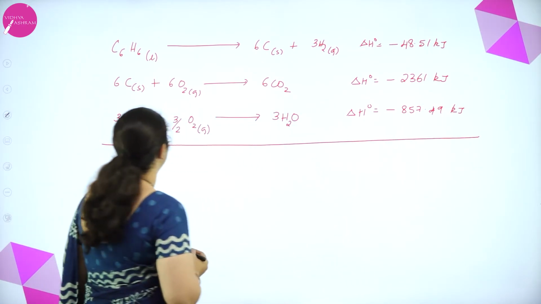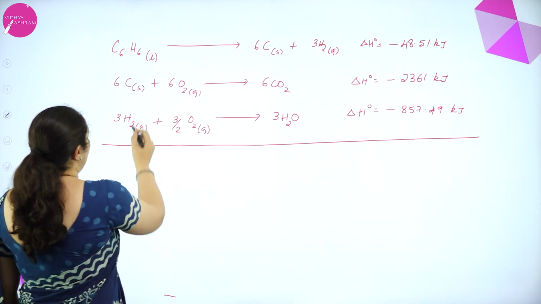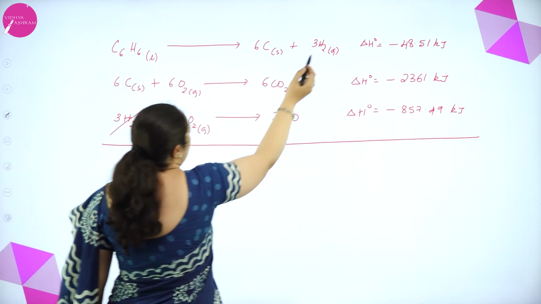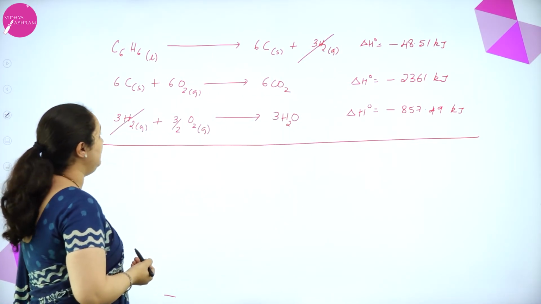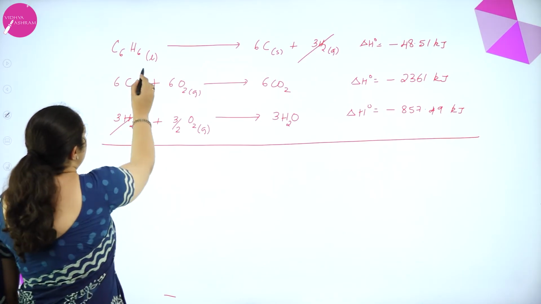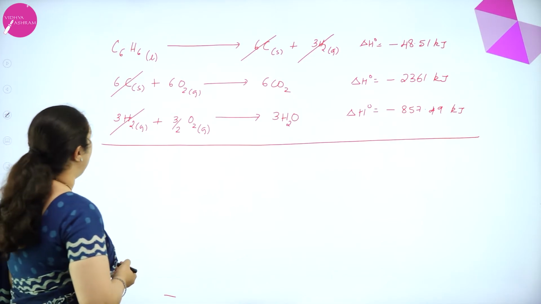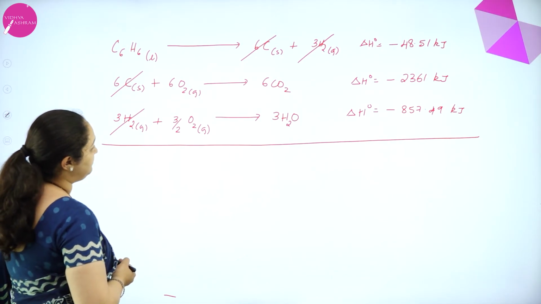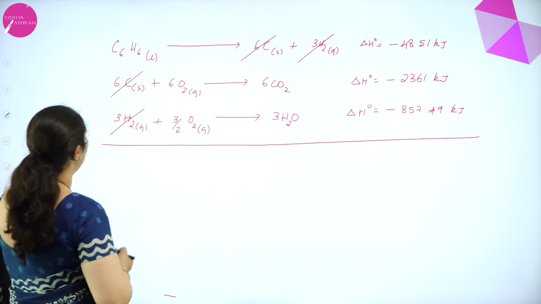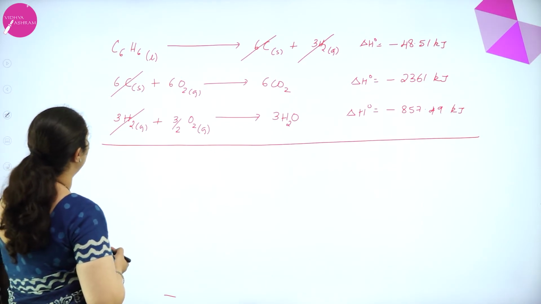Okay. So now when I add all of this, we'll see whether we are going to get the correct equation. Here, adding up, 3H2 and 3H2 get cancelled. Then we have 6 carbon and 6 carbon get cancelled. Okay. Then what else is there? I have to add up now.